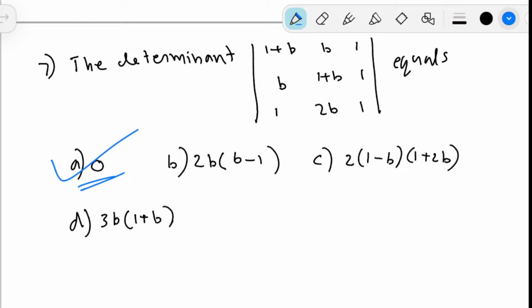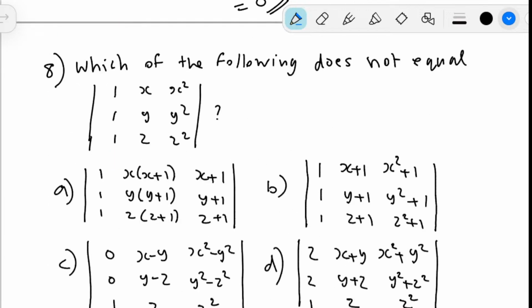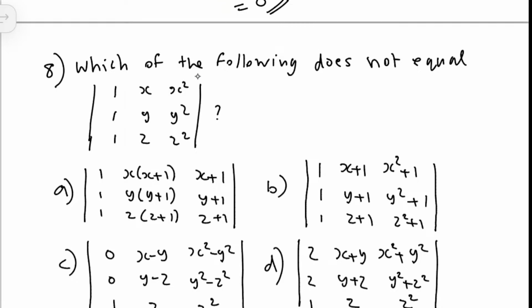So let's look at the final problem of today. Which of the following does not equal to determinant of this matrix? We are given a matrix, and we need to calculate the determinant of this matrix. And the question is, which of the following does not equal? That's the question.